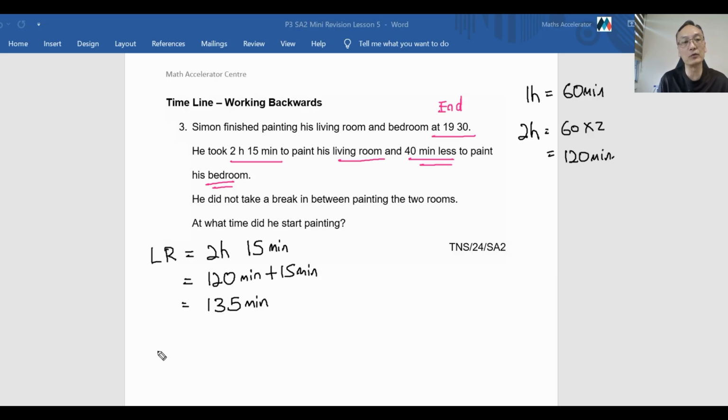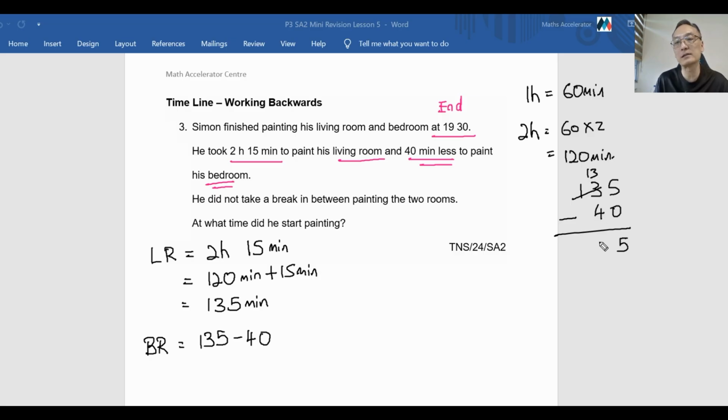So now we're going to calculate the bedroom. We will use BR to represent the bedroom. We know that he took 40 minutes less. 40 minutes less means we must do a subtraction. So we take 135 minus 40. 5 minus 0 will give you 5. 3 cannot minus 4, so we regroup to give you 13. So 13 minus 4 will give us 9. So over here will be 95 minutes.